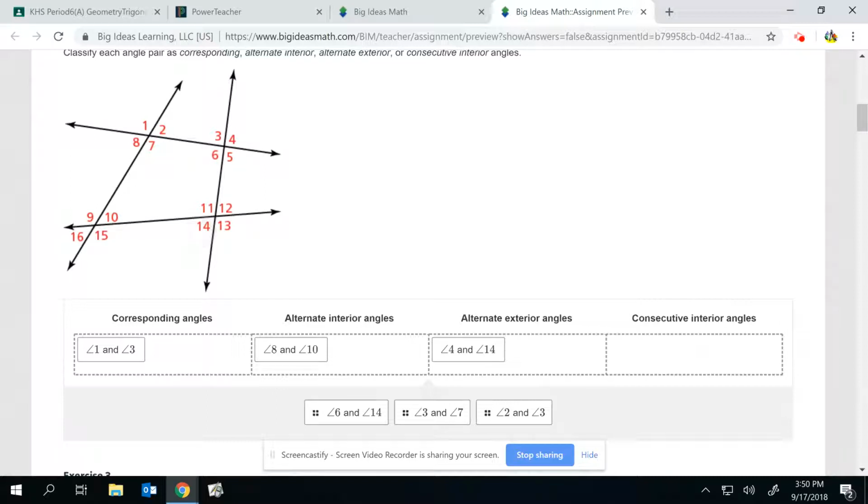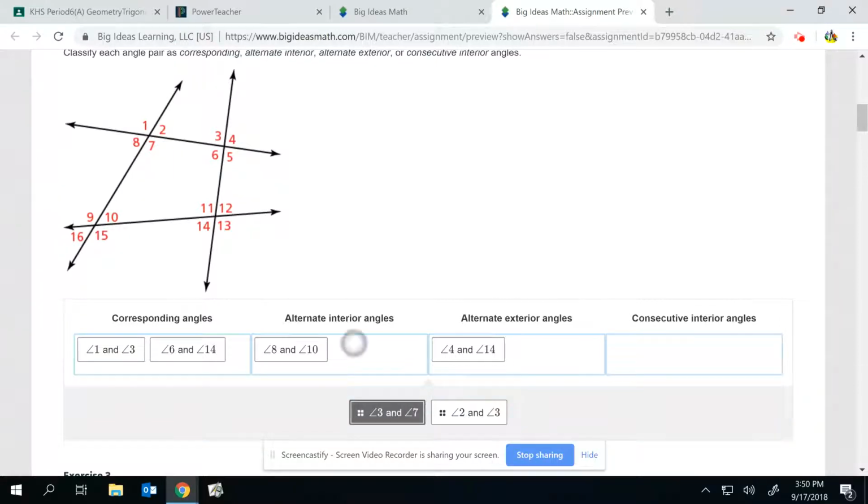6 and 14. They're both in the lower left corner. Both lower left. They're both the same. That means corresponding. Means they're in the lower left together, in the same spot together. 3 and 7. Alternating sides, and they're in between these 2 lines. They're alternating sides of this transversal.